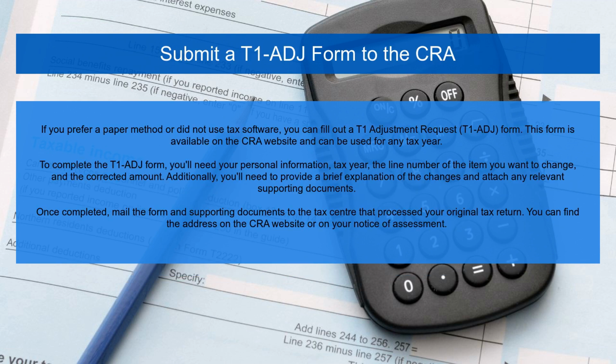If you prefer a paper method or did not use tax software, you can fill out a T1 Adjustment Request, T1ADJ, form. This form is available on the CRA website and can be used for any tax year. To complete the T1ADJ form, you'll need your personal information, tax year, the line number of the item you want to change, and the corrected amount. Additionally, you'll need to provide a brief explanation of the changes and attach any relevant supporting documents. Once completed, mail the form and supporting documents to the tax center that processed your original tax return. You can find the address on the CRA website or on your Notice of Assessment.